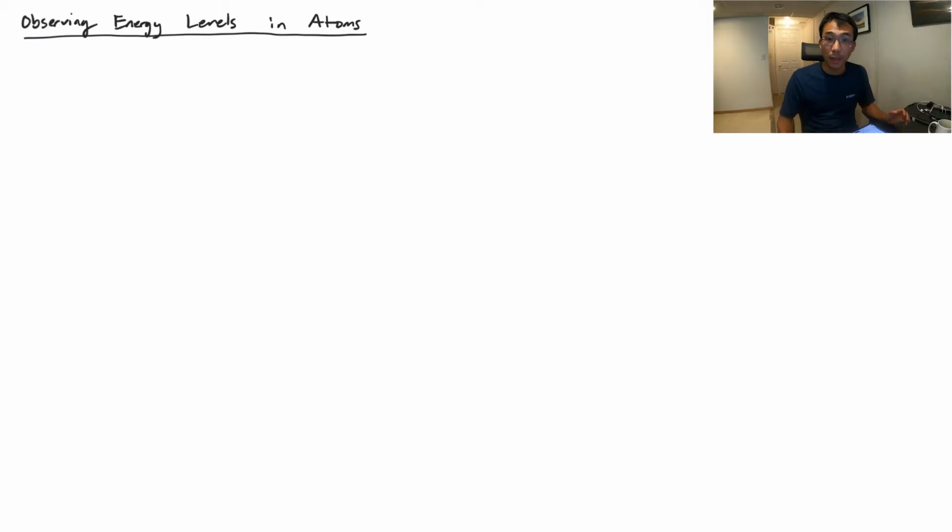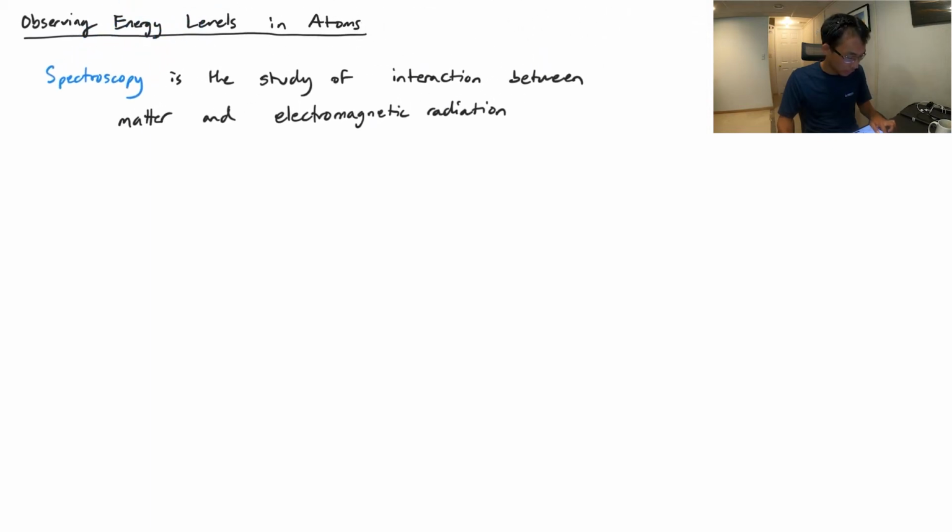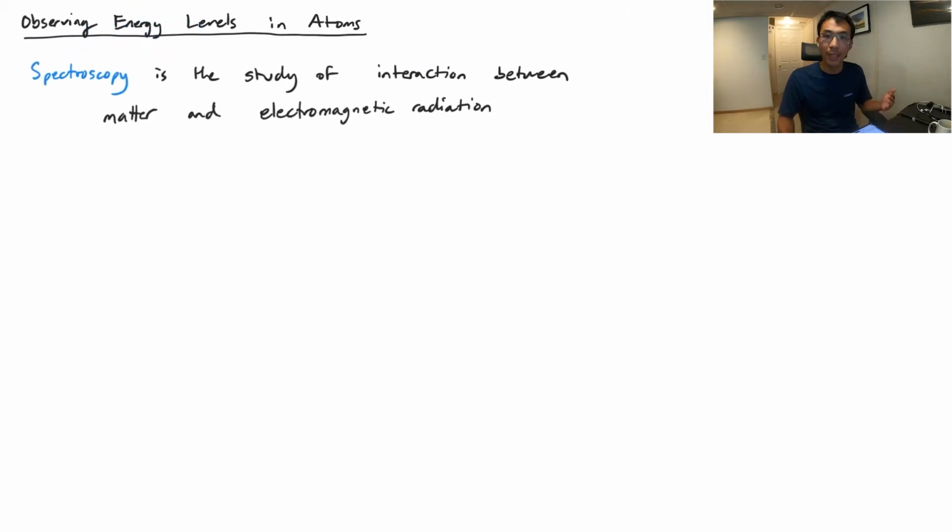Okay, so now what we'll do is just look at how experimentally these energy levels were actually observed in atoms. Before we go into the details, it's worth defining a few techniques here. The first term we should know is spectroscopy in general. Spectroscopy is a very broad term, and it refers to the study of the interaction of electromagnetic radiation with matter.